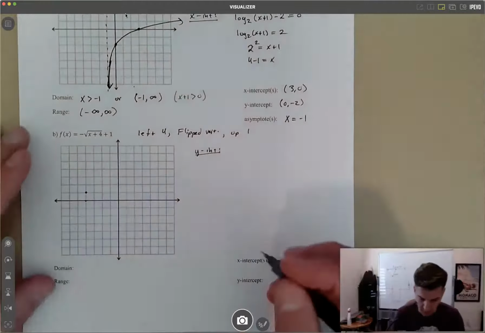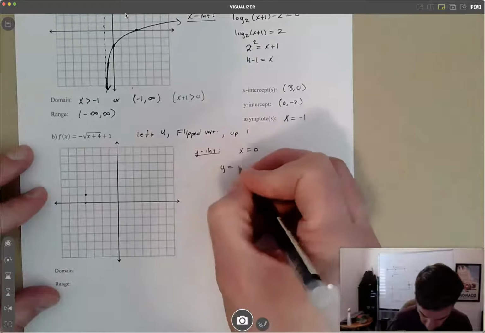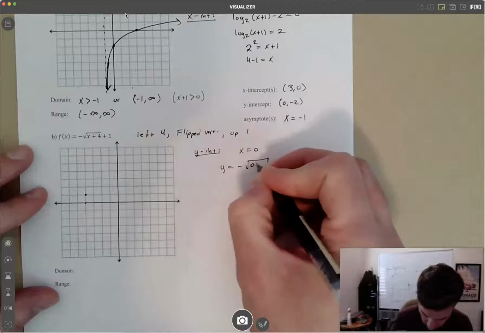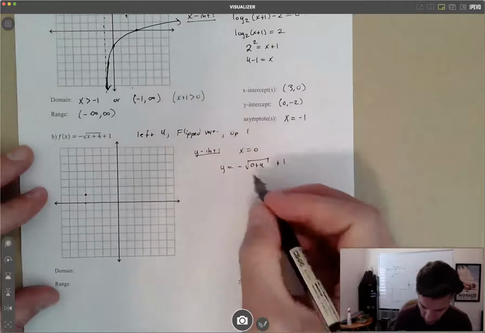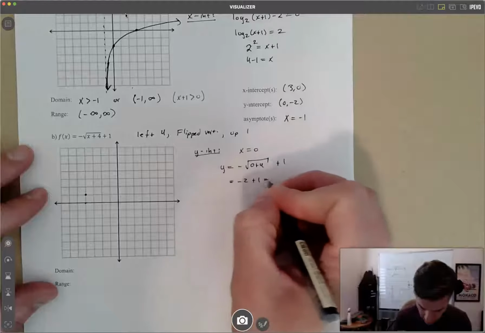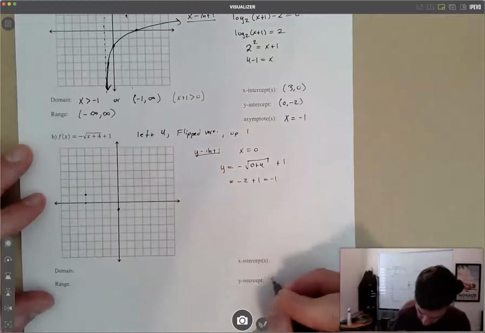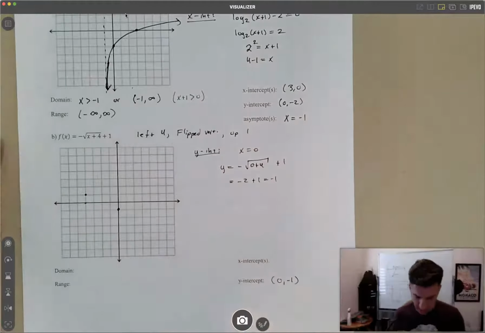So we're going to set x equal to 0. We get y equal to negative square root of 0 plus 4, plus 1. Square root of 4 is 2, so that's -2 plus 1, which is -1. So the y-intercept is (0, -1).